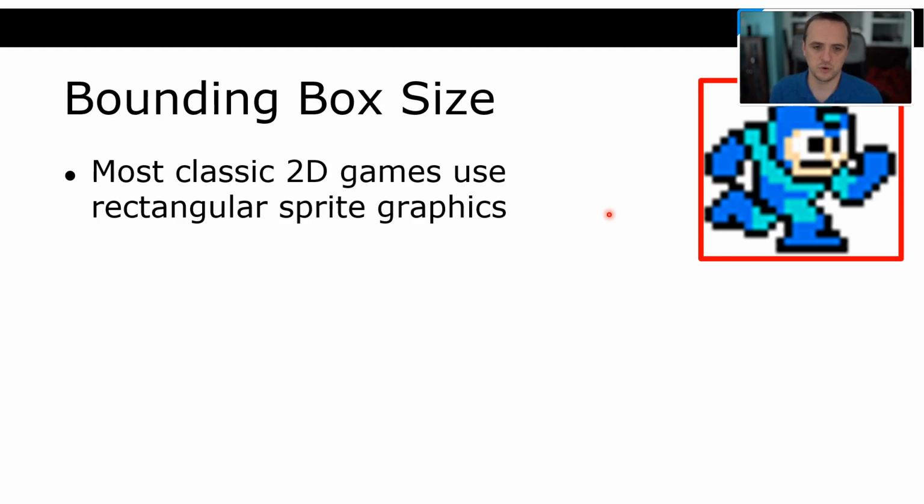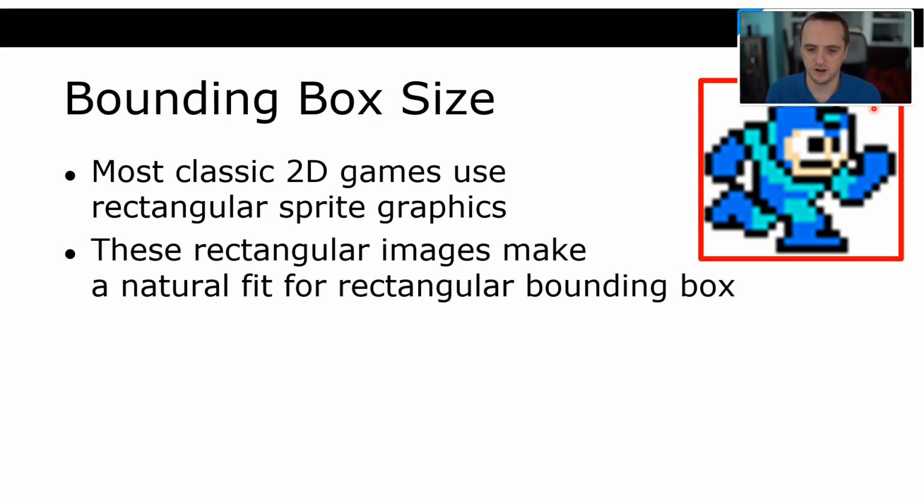So let's talk quickly about the bounding box size. Most 2D games use rectangular sprite graphics. For example, over here you have part of an animation frame where Mega Man is running. Mega Man running here is going to be stored in some texture data somewhere, and those textures are going to be drawn as sprites in our game. Those sprites, the rectangular images that form the sprites, make a natural fit for the rectangular bounding box.